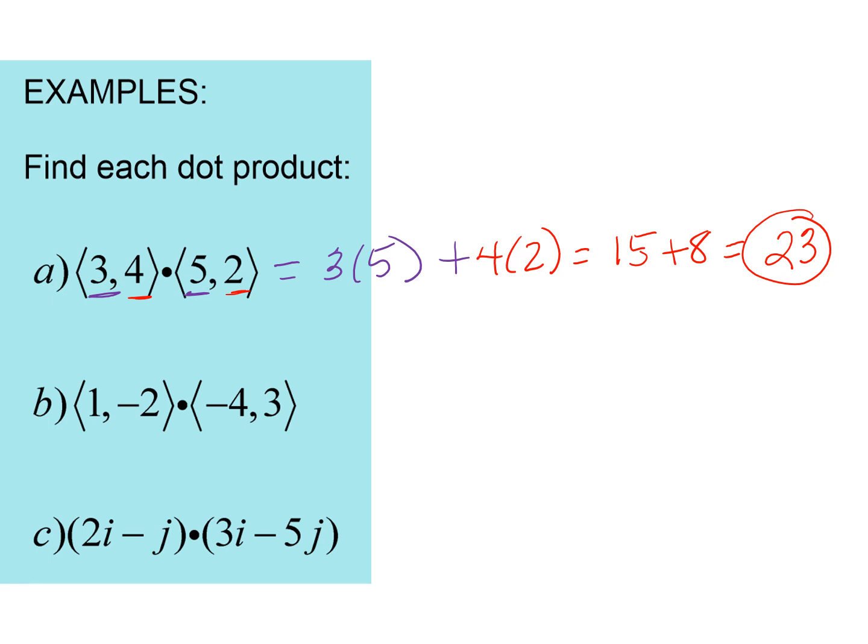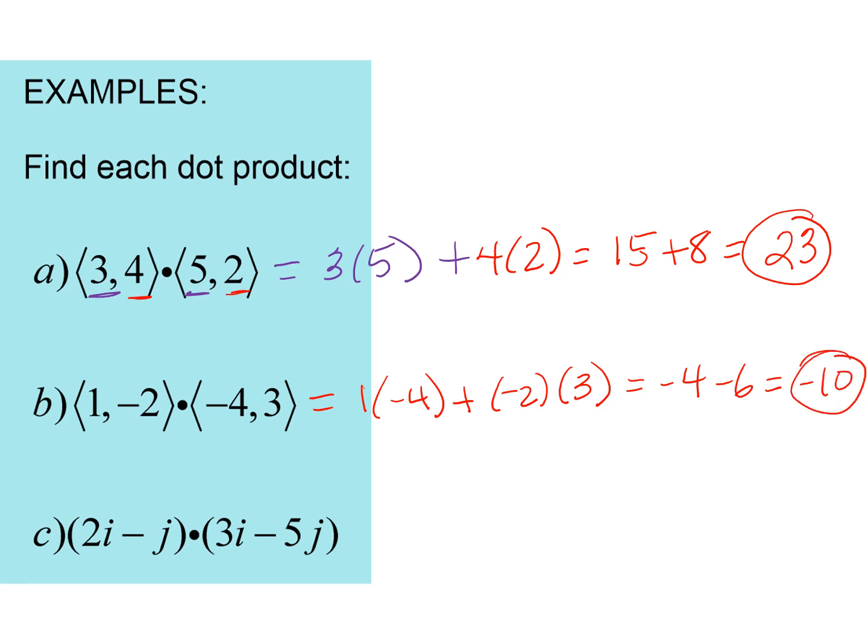The second one has some negative numbers in there. Be careful, some of you struggle. So we have 1 times negative 4 plus negative 2 times 3. So that will give us a negative 4 minus 6, or negative 10.